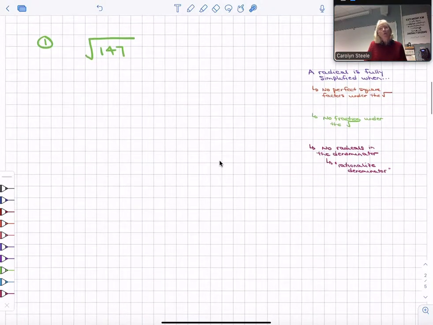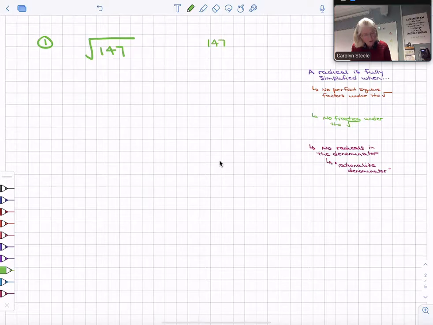For this first one, the main thing I'm looking for is, are there any perfect square factors under the radical? Since I don't know right off the top of my head for 147, I'm going to make a little factor tree just to start thinking about what the factors are. I know it's not divisible by 2, it's not an even number, but I do know it's divisible by 3 because the digits add up to 12, and 12 is divisible by 3. And when I did the math, this is 3 and 49. So I see I have a perfect square. So this is the same as the square root of 49 times 3.